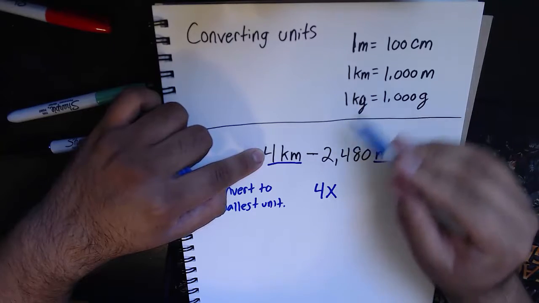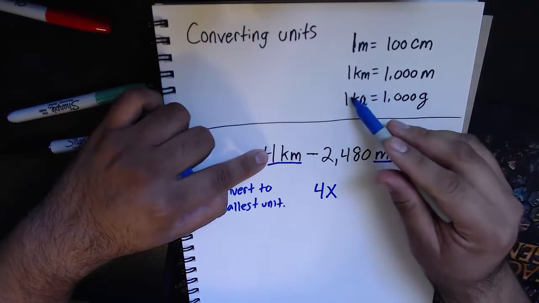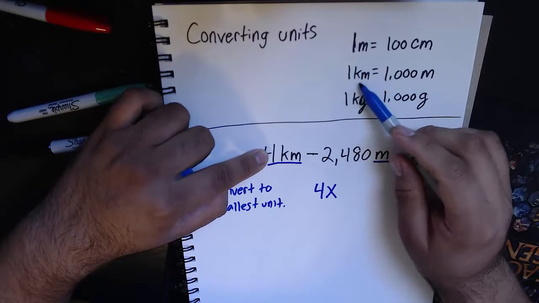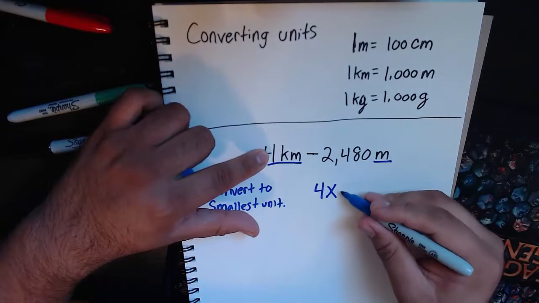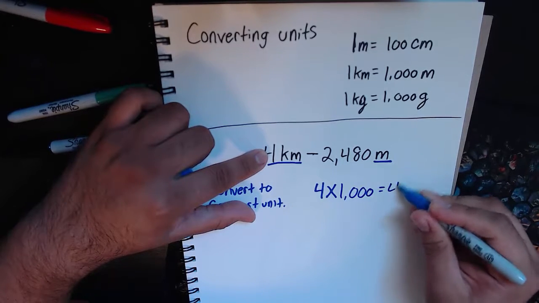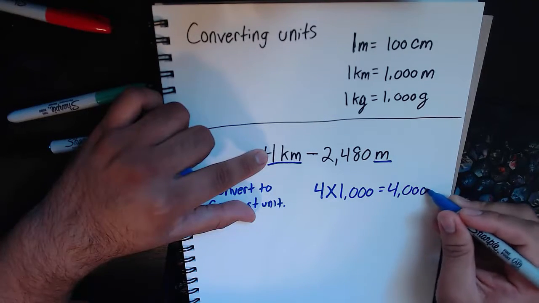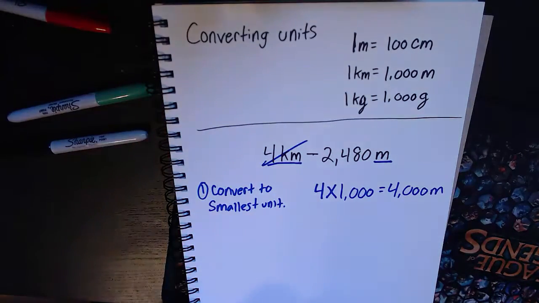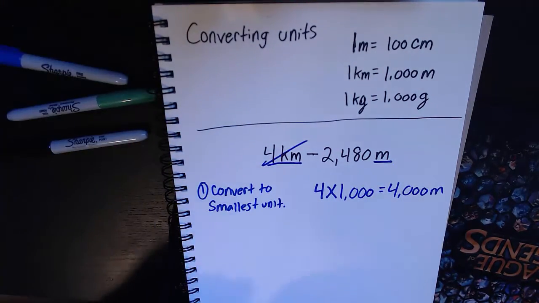2 kilometers will give me 2,000. 3 kilometers will give me 3,000 meters. 4 kilometers will give me 4,000. So the only logical thing is 4 times 1,000 would give me 4,000 meters.